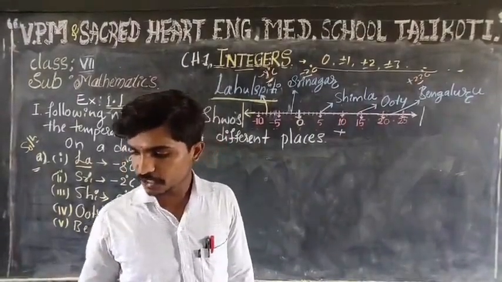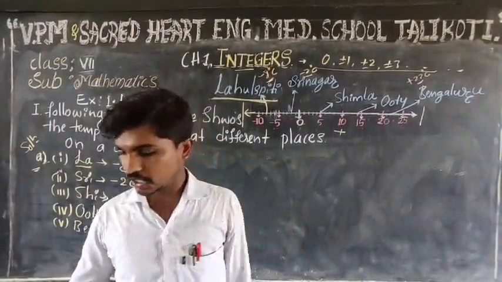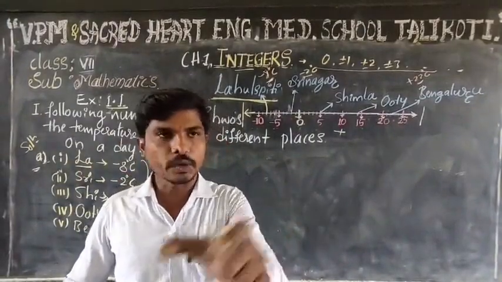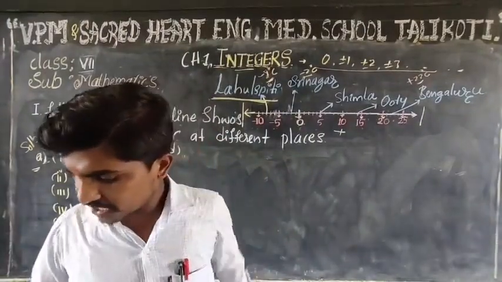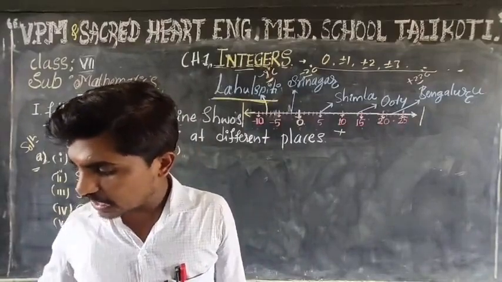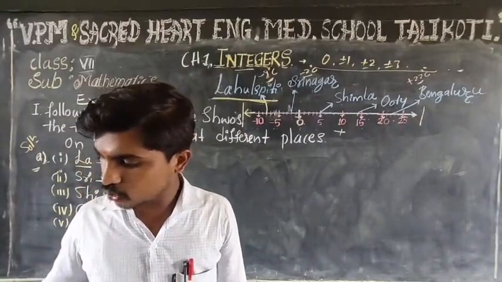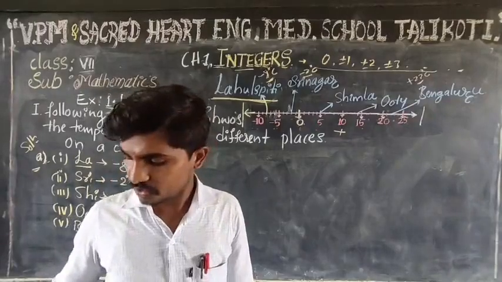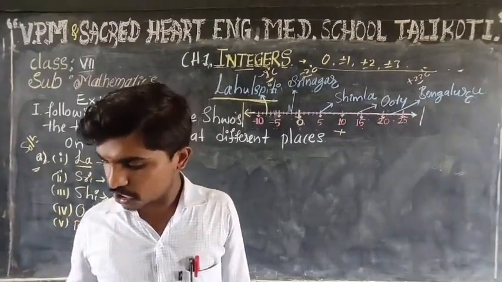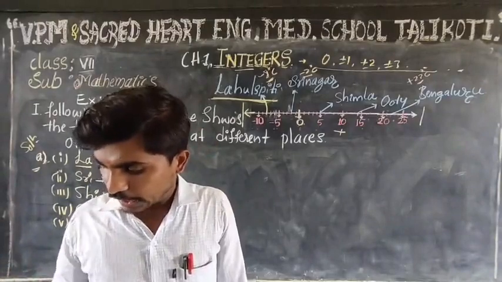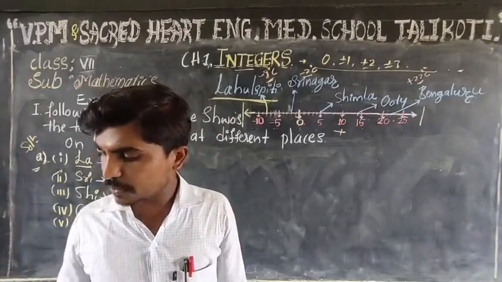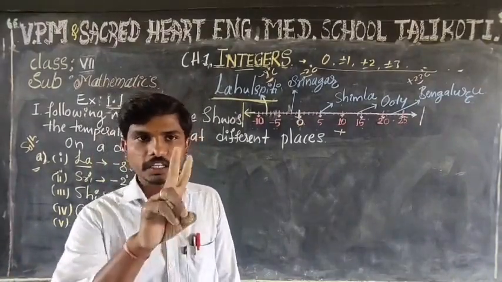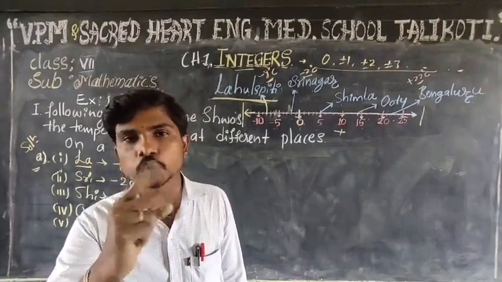Yes, now students, coming to the D part of first question. I will read the question, you observe in your book. Can we say that temperature of Srinagar and Simla taken together is less than the temperature at Simla? This is the first part of our question. Next, is it also less than the temperature of Srinagar? Yes, in this question only they are asking two questions.